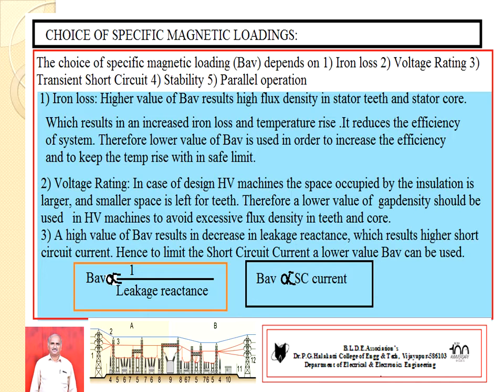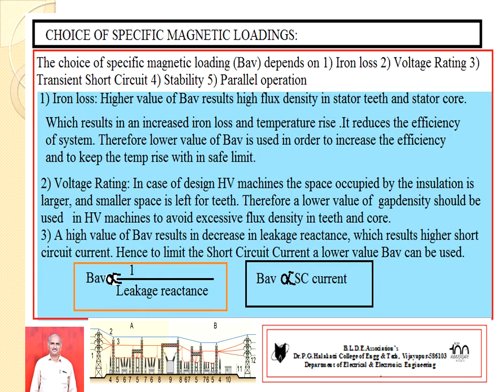Number 1, iron loss. In general, a higher value of B average results in high flux density in the stator teeth as well as the stator core and related stator slot, which results in increased iron loss and temperature rise. So, very clearly, if B average increases, the flux density in the stator teeth also increases. This causes an increase in iron loss as well as temperature rise.